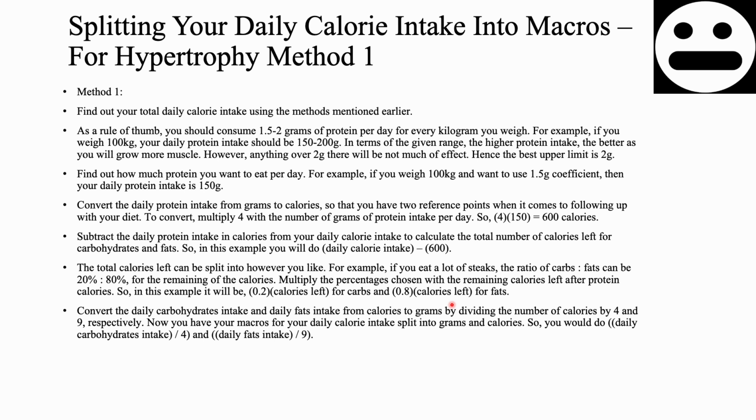And then you can convert these calories into grams for carbs and fats. So to convert the daily carb intake and daily fat intake from calories to grams, divide the number of calories by 4 and 9 respectively. So carbs by 4 and fats by 9. As we mentioned earlier, 1 gram of carbs is 4 calories and 1 gram of fat is 9 calories.